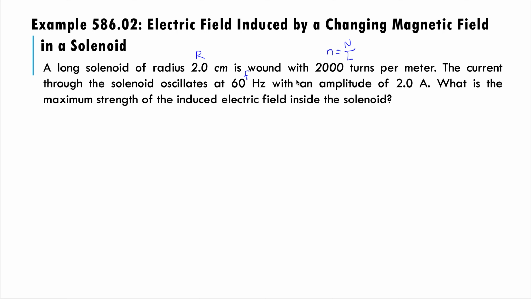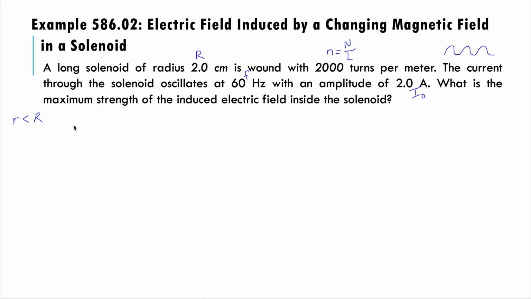So what it's saying here is that the current is oscillating. And so the 2 amps is going to be the maximum current, which we can call I sub naught or I max. What is the maximum strength of the induced electric field inside the solenoid? So we're going to be looking for the electric field inside the solenoid, so for a distance r smaller than R.